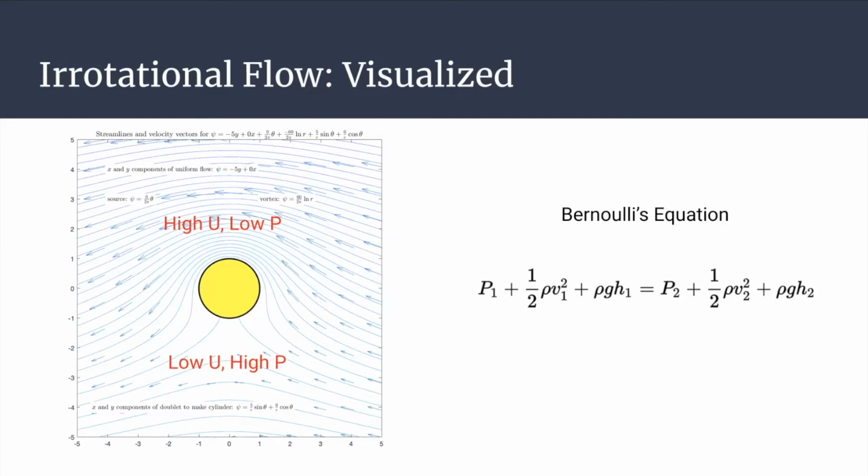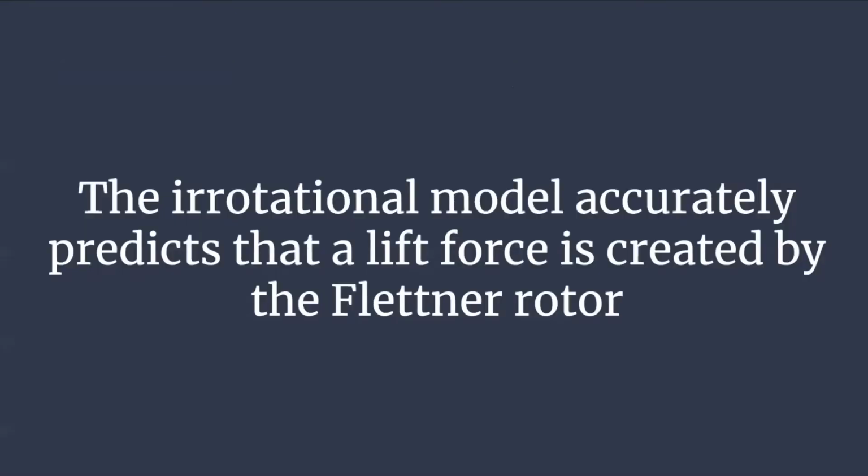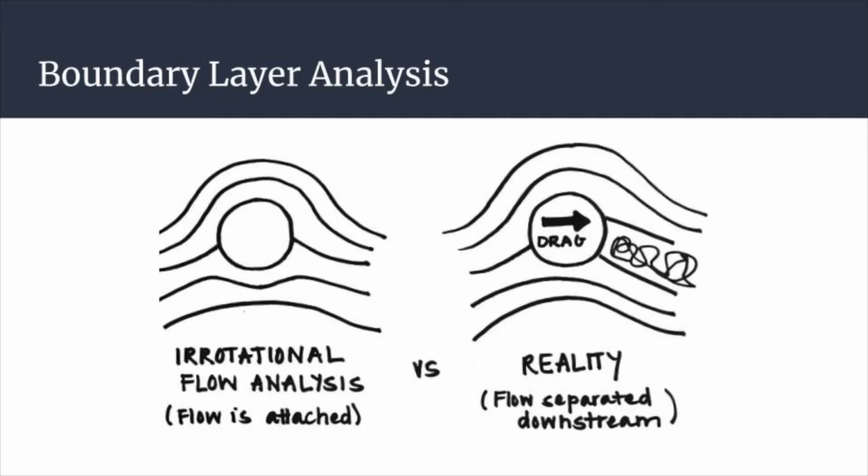It is this pressure differential that allows the Flettner rotor to be used as a system of propulsion. The key takeaway is that the irrotational model accurately predicts a lift force is created by the Flettner rotor. For the Flettner rotor and rotating cylinders in general, irrotational flow analysis is not enough to properly predict the fluid flow everywhere. To understand how the fluid near the wall behaves and how that plays into drag, we also need to use boundary layer analysis.